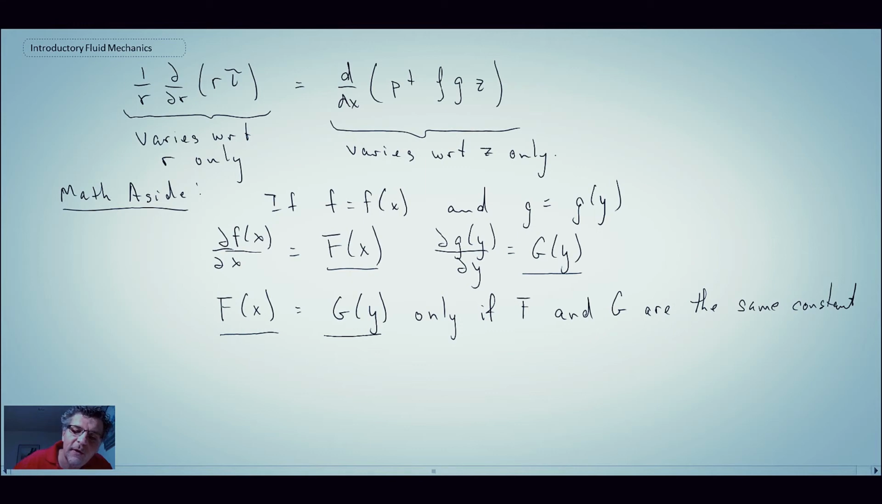And so you can look back here, as basically that is what we have. We have something that is a derivative with respect to r and something a derivative with respect to x. And consequently, as we integrate either the left or the right hand side, it's going to be a constant, and that constant has to be equal. So let's take a look at applying this mathematical aside to what we have within the pipe.